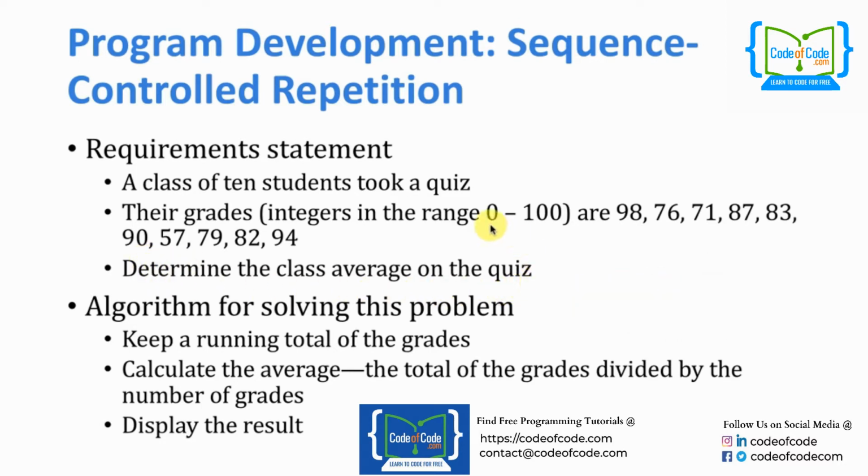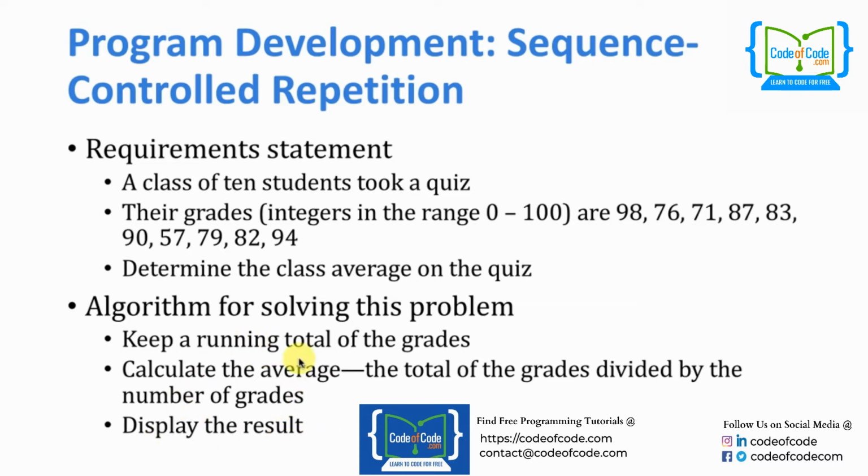So the next step after studying a requirement statement like this, and granted this is a relatively simple one, is to try to come up with the algorithm for solving this problem. Now, in order to figure out the class average for 10 students, we need to somehow calculate the total of these 10 grades, and then we're going to need to calculate the average, which is going to be the total of those grades divided by the total number of grades, and that'll of course give us the average. And then finally we're going to need to display the result. So this is the basic task that we wish to perform in this example.